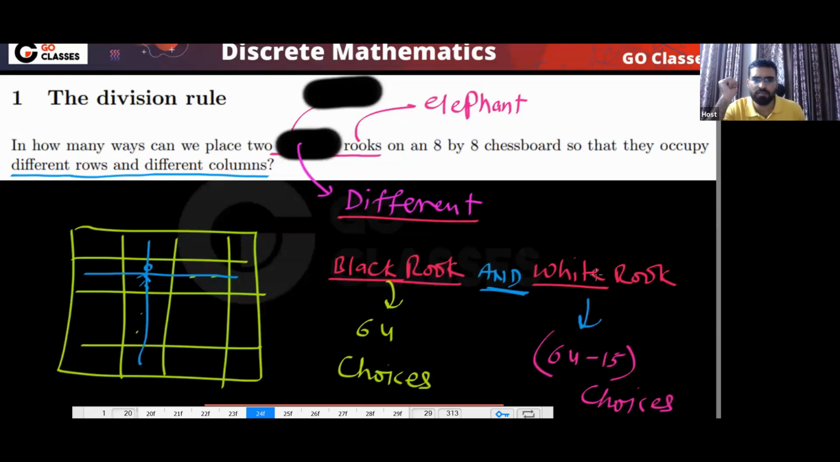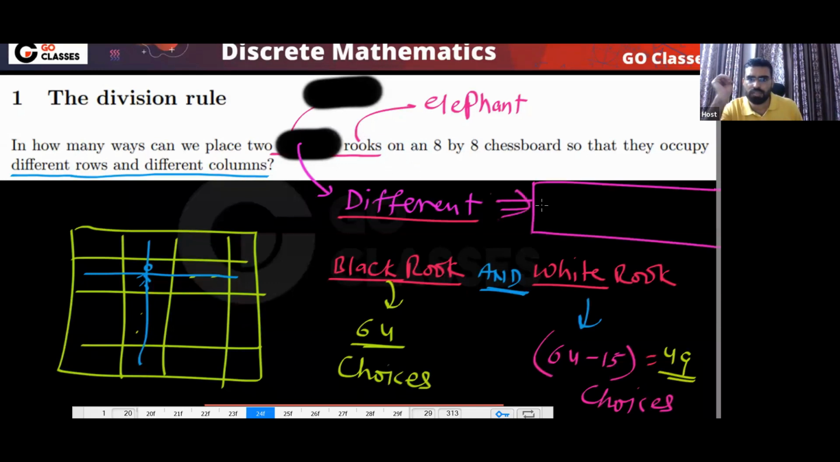For this white rook we have these many choices. What is 64 minus 15? That is 49, basically 7 by 7. Once you remove this row and this column, you get a 7 by 7 chessboard. So finally, for this question, life is so good if they are different rooks. If they are different rooks, then the answer will be 64 into 49.